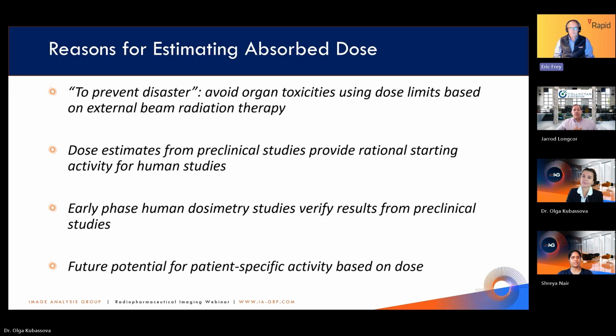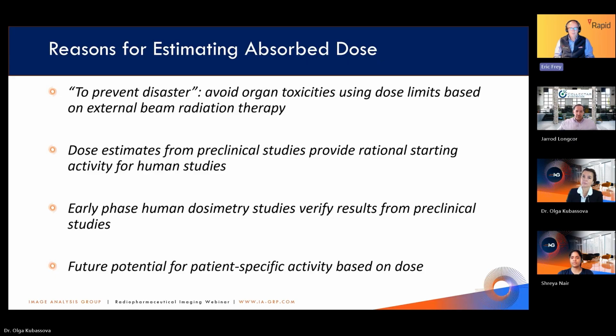So the reasons for estimating absorbed doses, to quote Joe Donahue from Sloan Kettering at the PEGS meeting a couple weeks ago, is to prevent disaster. We don't want to kill patients, and so dose is a way to avoid toxicities. And those are usually done using dose limits from external beam. That's quite imperfect, especially for the radionuclides that emit different kinds of particles. But it's at least a way to prevent major disasters from happening and potentially poisoning the whole field.